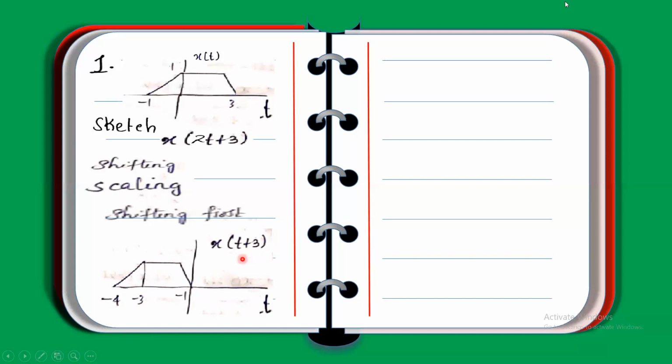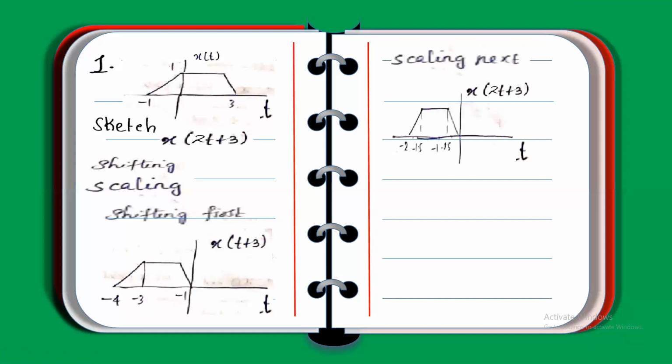Now, this signal we have to scale by a factor of 2. That means compress the signal. Each and every time instance in this time axis should be divided by 2. So that this minus 4 will change to minus 2, minus 3 will change to minus 1.5. Correspondingly, all the points will change. The graph of such a signal will be like this. It is spreading between minus 2 to 0. This is the resulting signal x of 2t plus 3 if we opt for shifting first and scaling next.